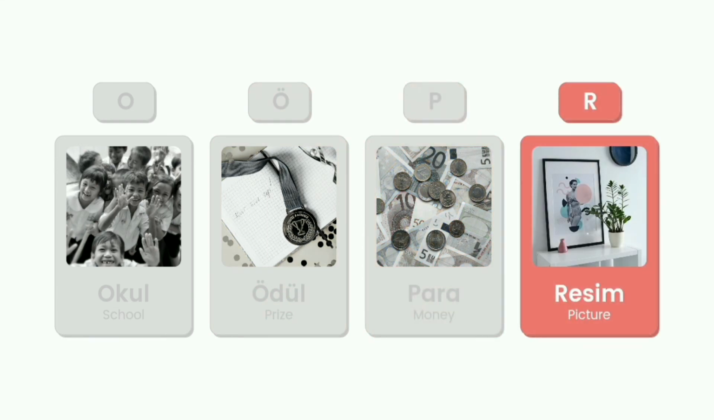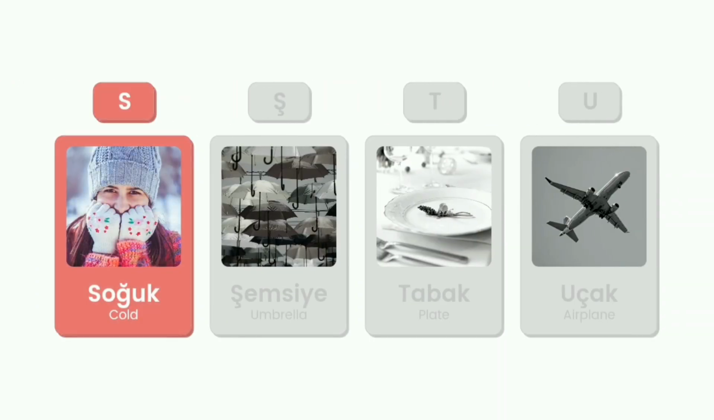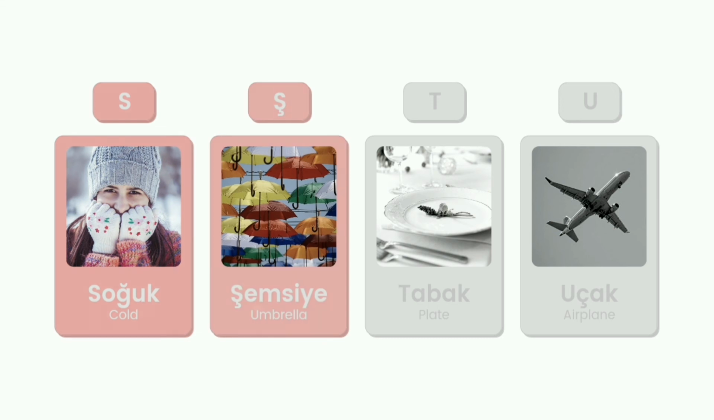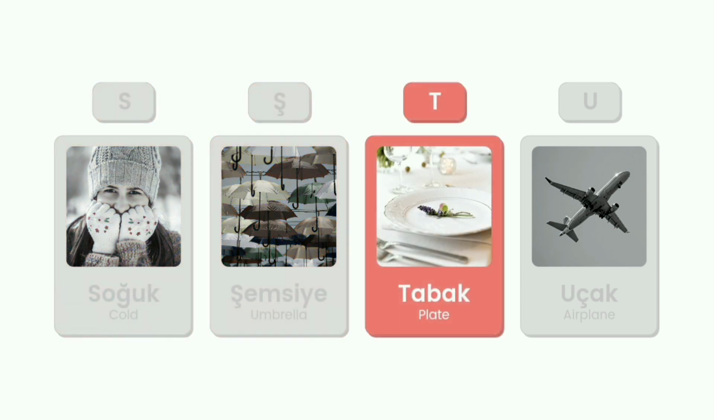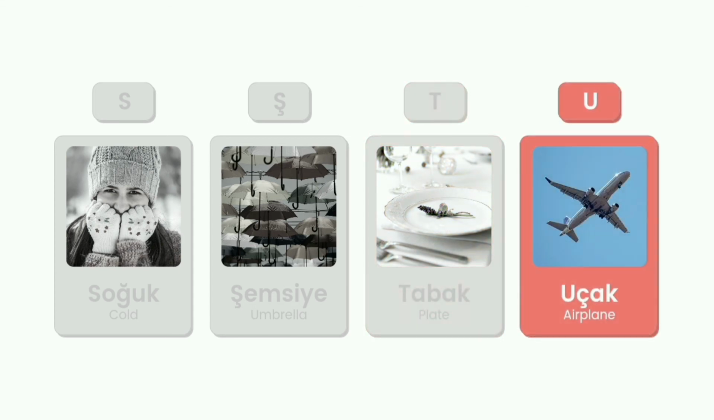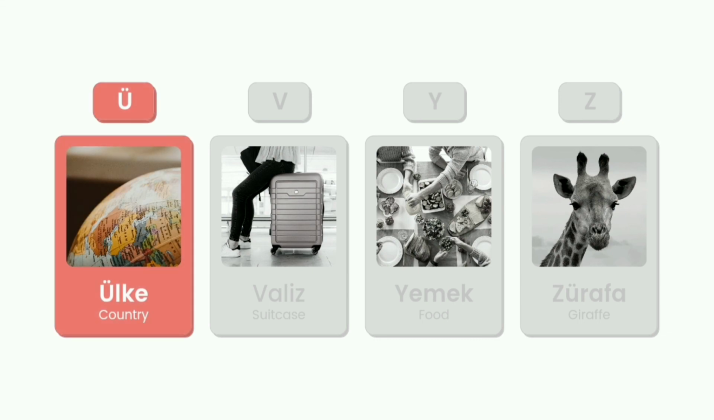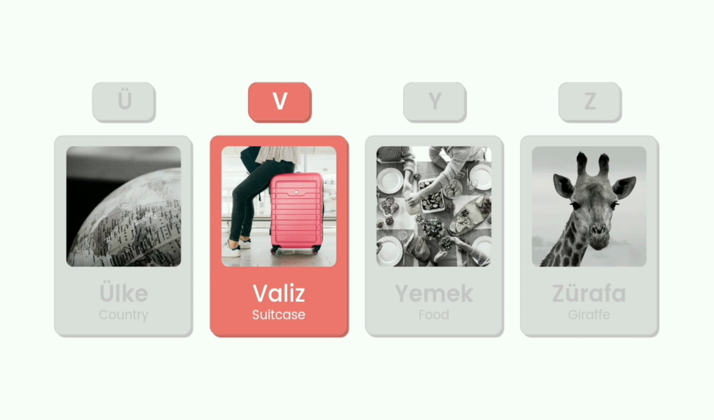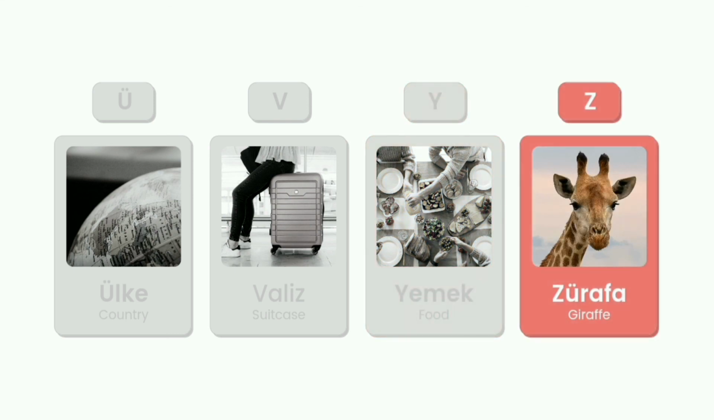R. Resim. S. Soğuk. Ş. Şemsiye. T. Tabak. U. Uçak. Ü. Ülke. V. Valiz. Y. Yemek. Z. Zürafa.